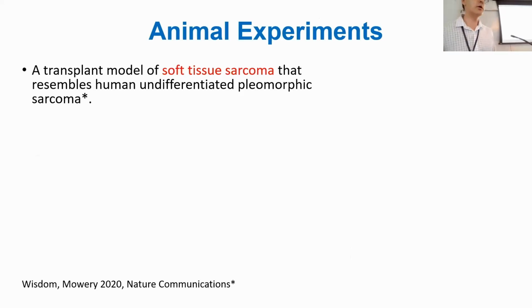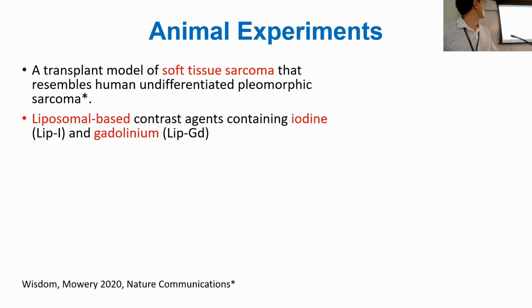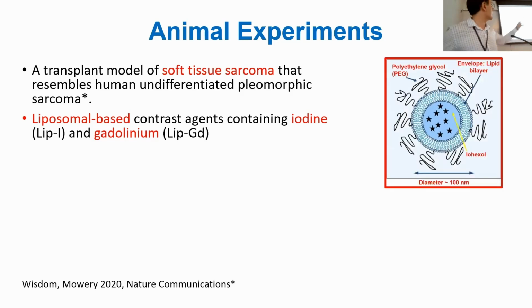Okay, so I'm going to show you also some animal experiments. These are mice that have a soft tissue sarcoma. And we're going to use, as I said, as an example, these liposomes. They can encapsulate either iodine or gadolinium. A little bit about the liposomes: they are about 100 nanometers in size, and they are loaded with contrast agents, essentially the clinical contrast agent iohexol inside. They are pegylated. They live in the blood for a long time. They are then cleared by the liver and spleen.